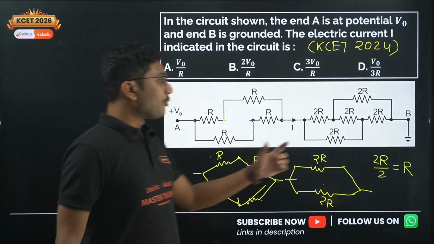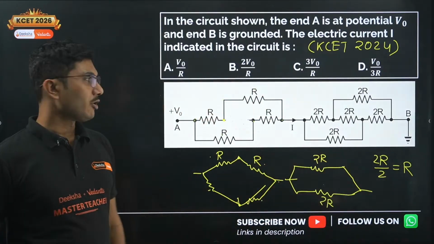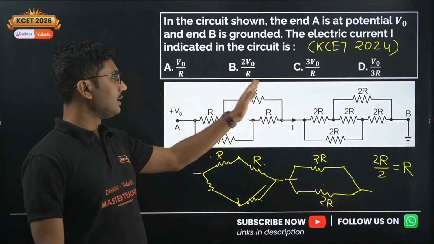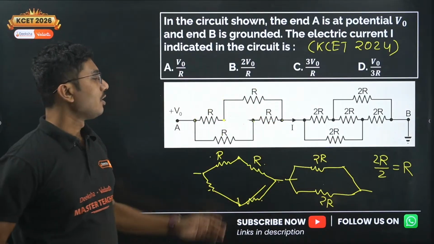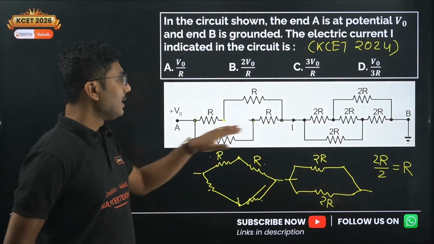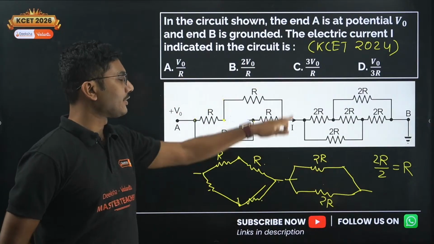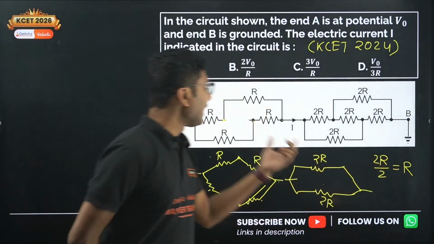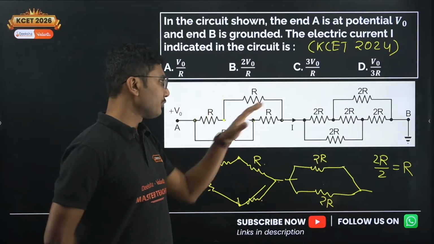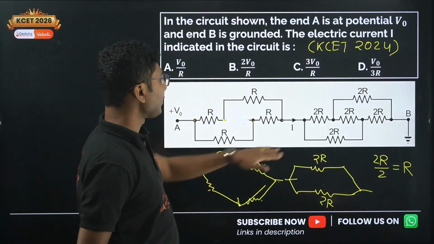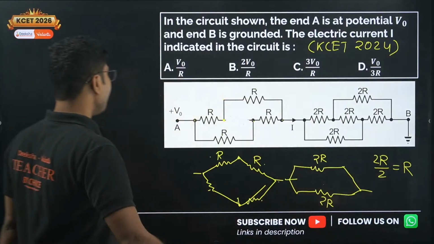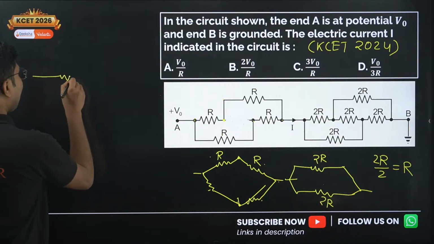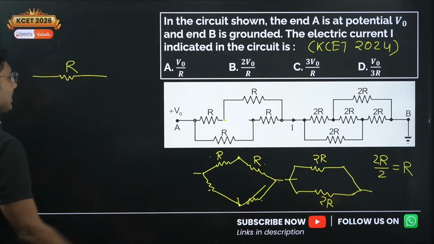Now there is one important shortcut that you can remember from here. If all the resistors in a Wheatstone bridge or in a circuit like this are the same, their equivalent resistance will be equal to any one of them. So this entire combination of all R's is basically a single R. So now we have a single R as our resistance.